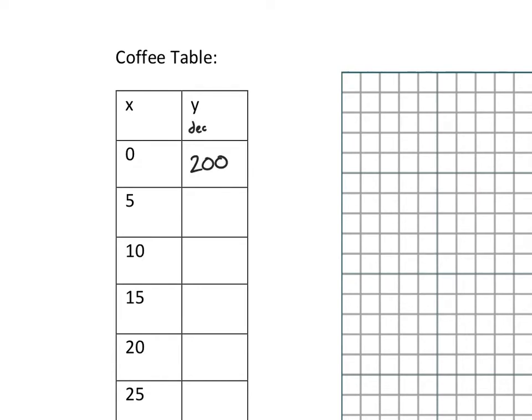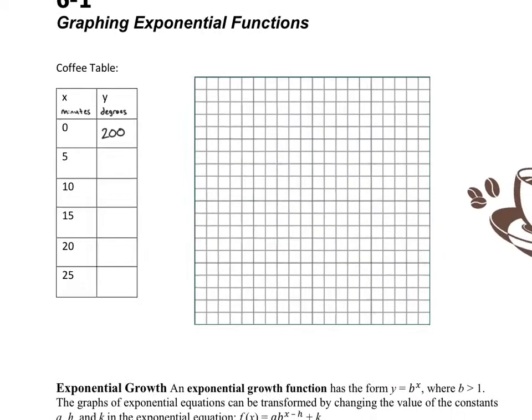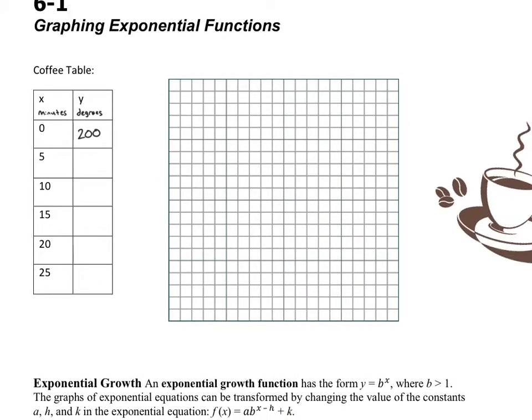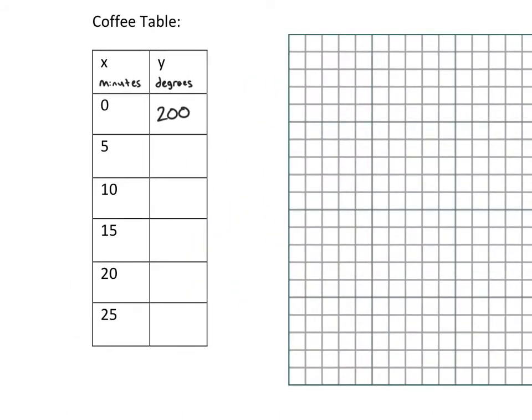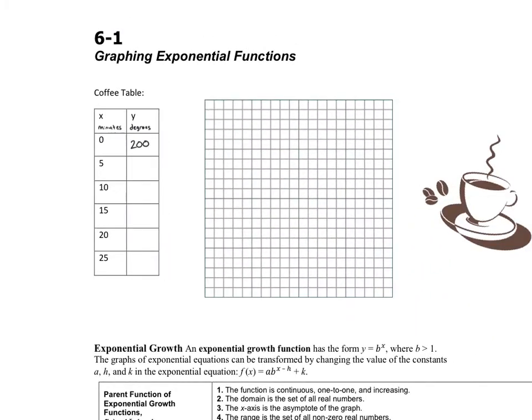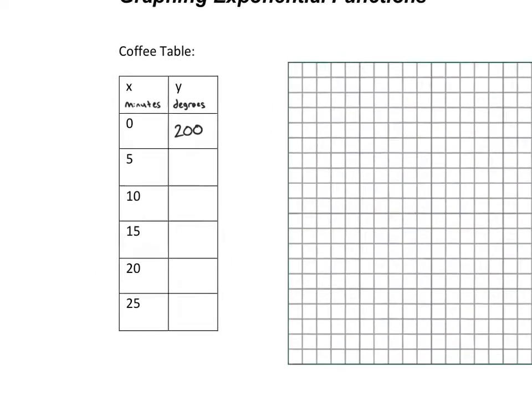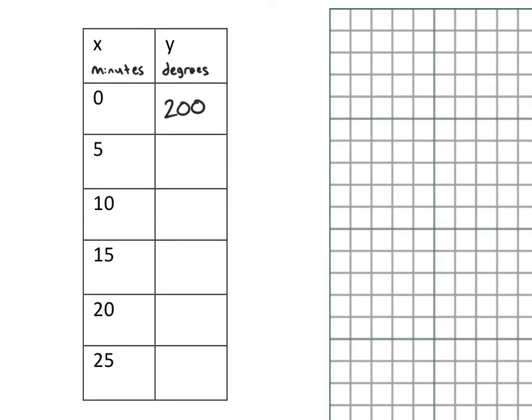Because this is going to be degrees, and x is going to represent minutes. So, when a thermometer was first inserted into the cup of coffee, it was 200 degrees. And then the video does a time lapse, stopping every 5 minutes to where we could track and see the temperature of the coffee. And so, with that data, we could fill out the chart. After 5 minutes of cooling, the coffee was down to 170 degrees. And then at each 5 minutes after that, it continued to cool.